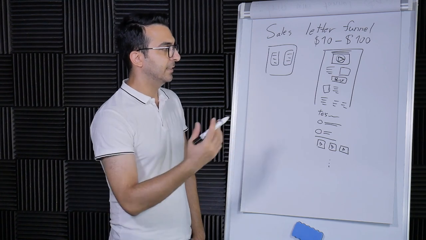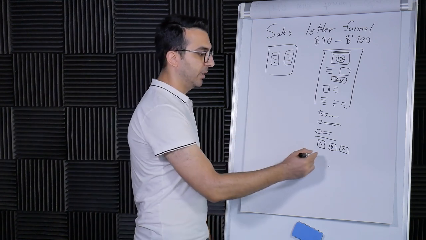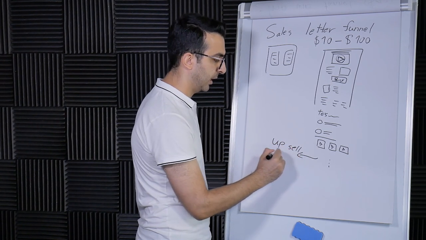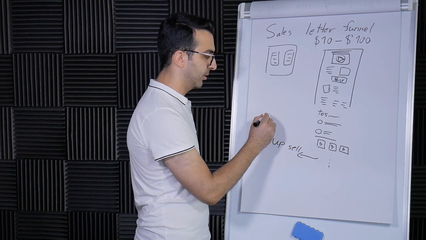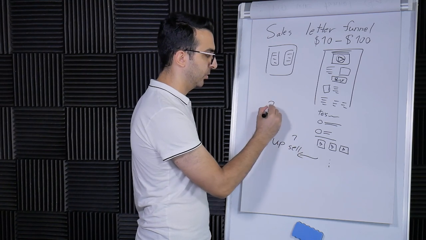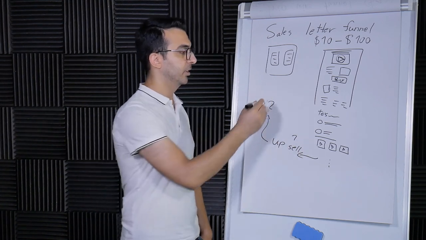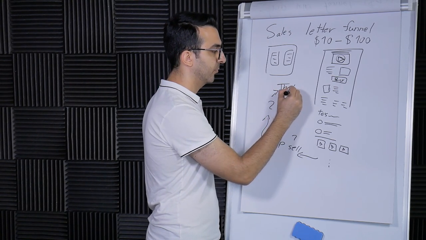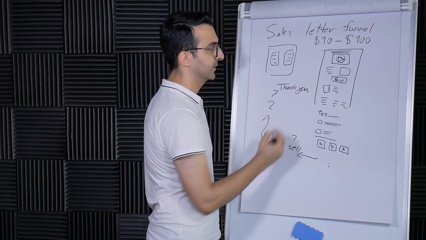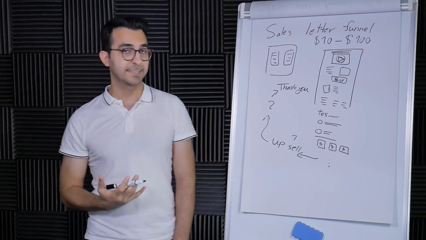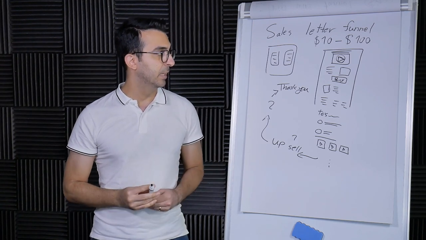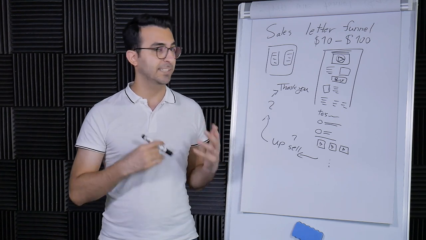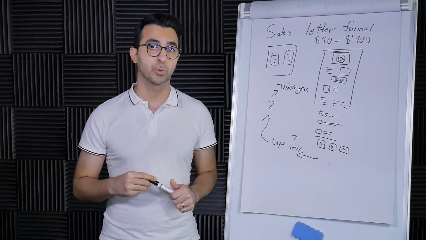The rest is similar to before. They buy it, you direct them to upsell one, and from there you continue again: upsell one, two, and so on, and finally the thank you page. Does it make sense? Is it clear for you? Again, you can go out there, find some examples, and practice before we go to the next part.